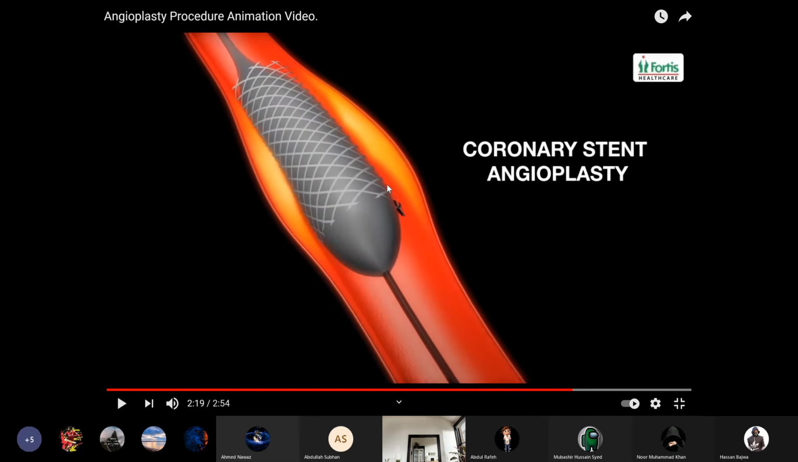Yes. Sir, this stent is of metal, right? Yes. Okay. Titanium.